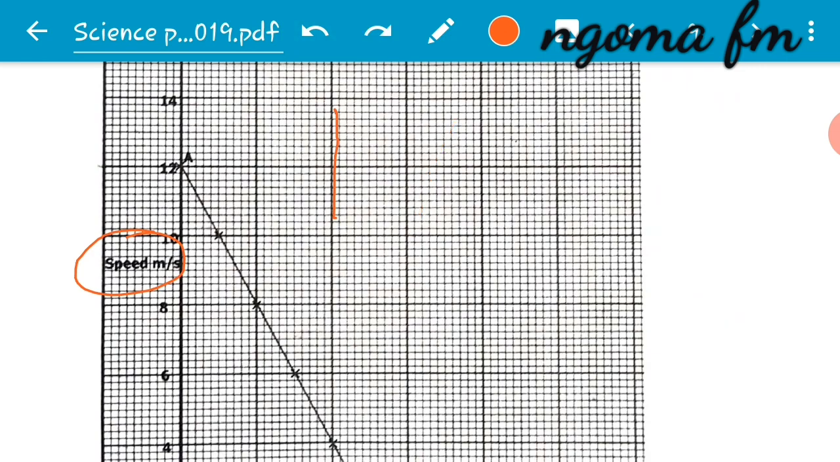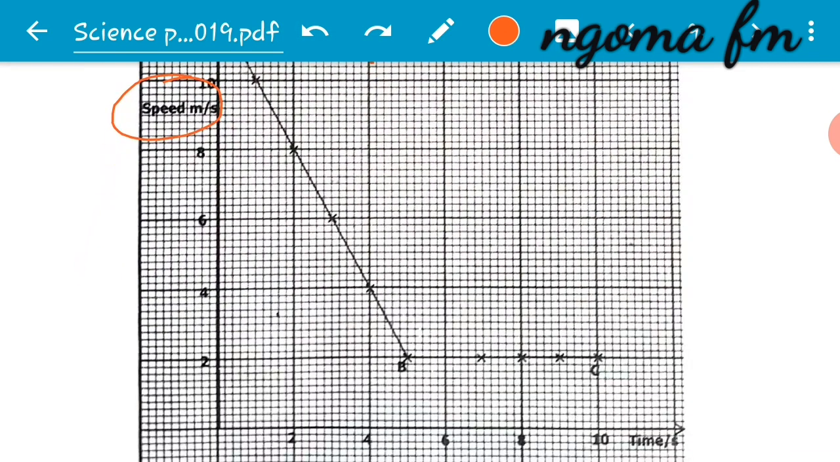When we look at the x-axis, we can see we have time. The total time of the whole journey was 10 seconds, because the x-axis is time in seconds and the y-axis is speed in meters per second.